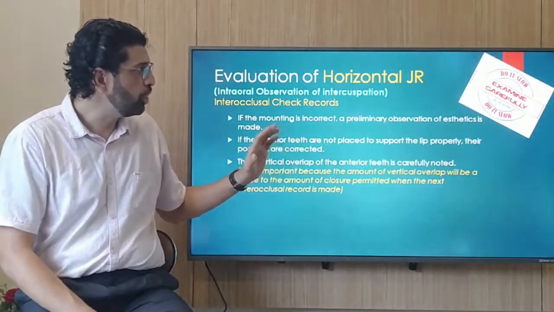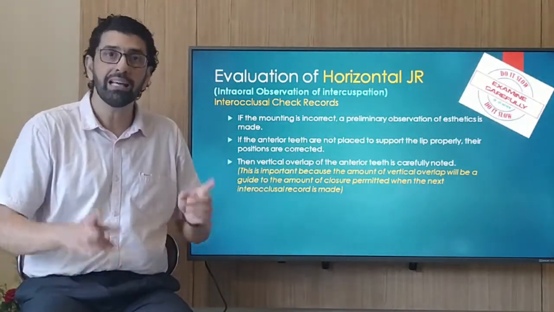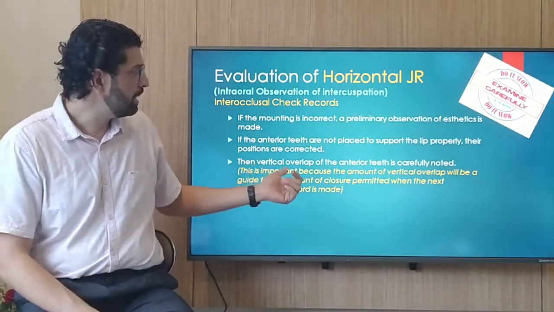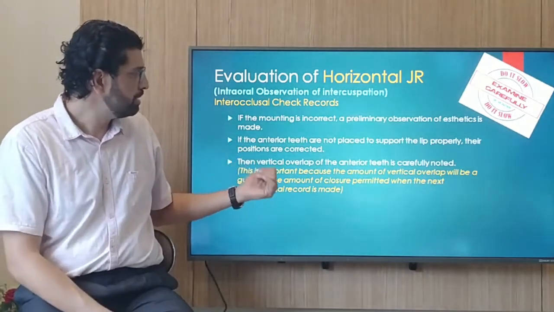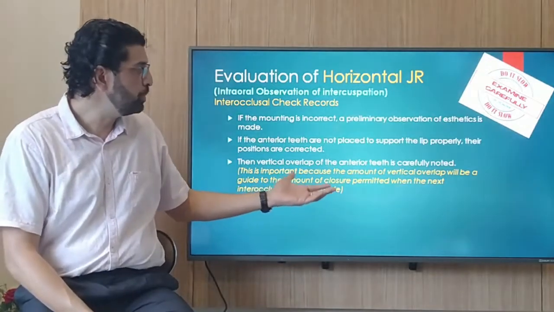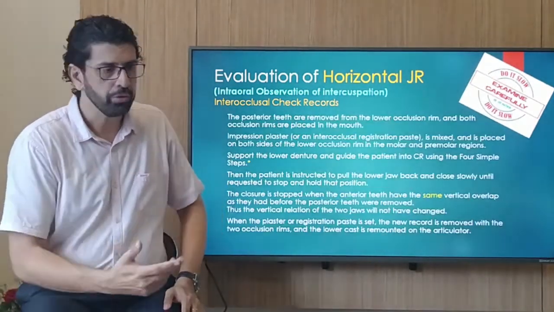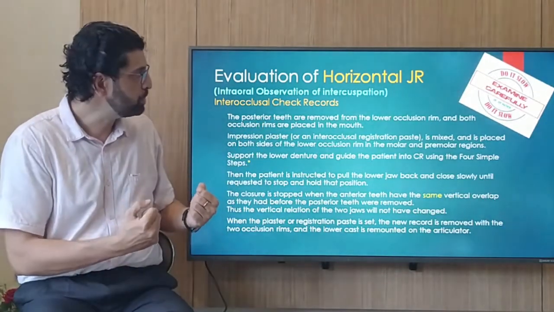If the anterior teeth are not placed to support the lip properly or there's an issue in the position, correct it now before you remove any posterior teeth. Okay? The vertical overlap of the anterior teeth is carefully noted. That's what I told you, right? This is important because the vertical overlap will be the thing that will guide you into how much closure is permitted, right? So once this is done, then the posterior teeth are removed from the lower occlusion rim.